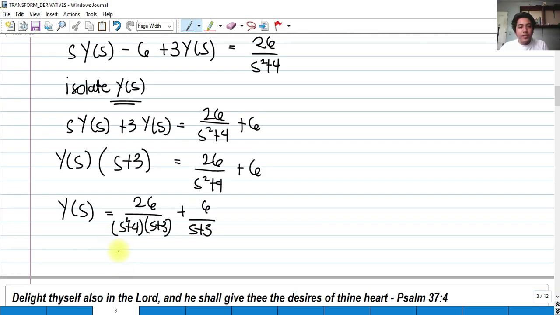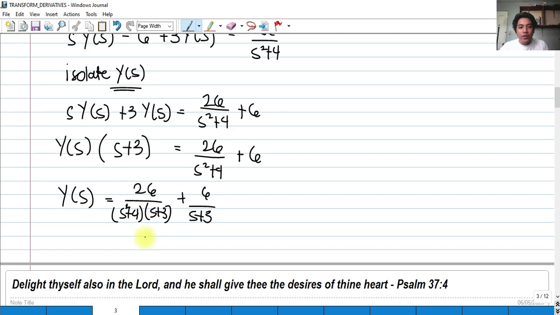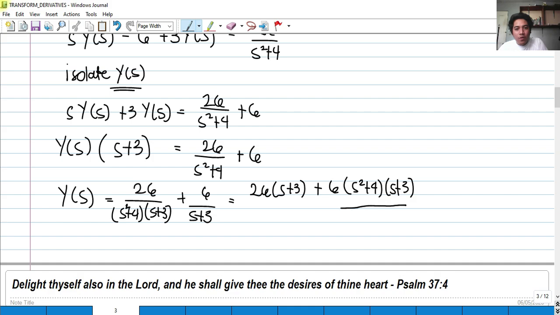After this, we're going to resolve this into partial fractions, because we're going to get the inverse Laplace transform of y of s. To get the inverse Laplace transform of this, we need to resolve this into partial fractions. In order to do that, let us first simplify this. So y of s, simplified, should be 26 times s plus 3 plus 6 times s squared plus 4 times s plus 3, all over s squared plus 4.